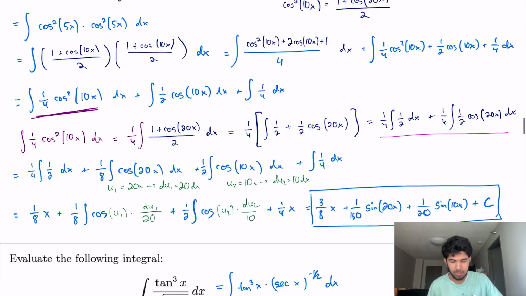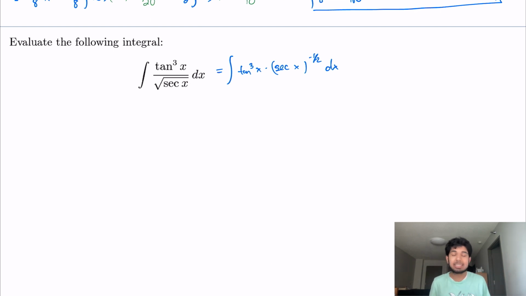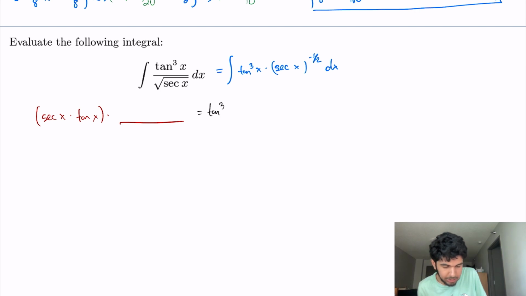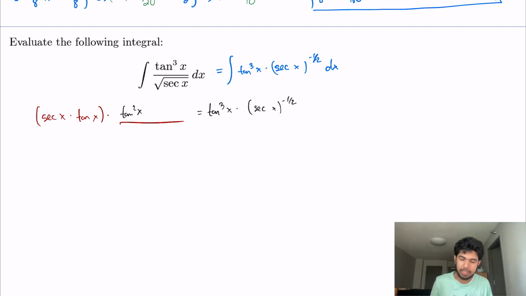Okay. So we want to somehow convert our integrand into some form of secant x times tangent of x, the term that we save, times something else. And that product should equal tangent cubed of x times secant x to the negative 1/2. Well, if there's a tangent x being multiplied with something such that we get a tangent cubed of x, we should have a tangent squared x term on the left-hand side.